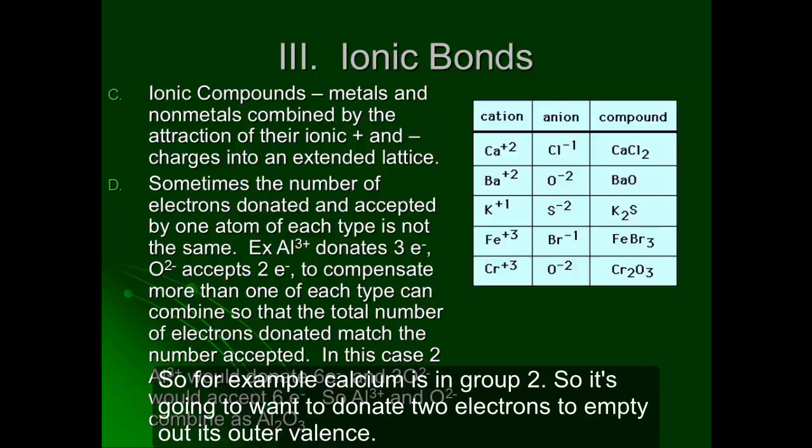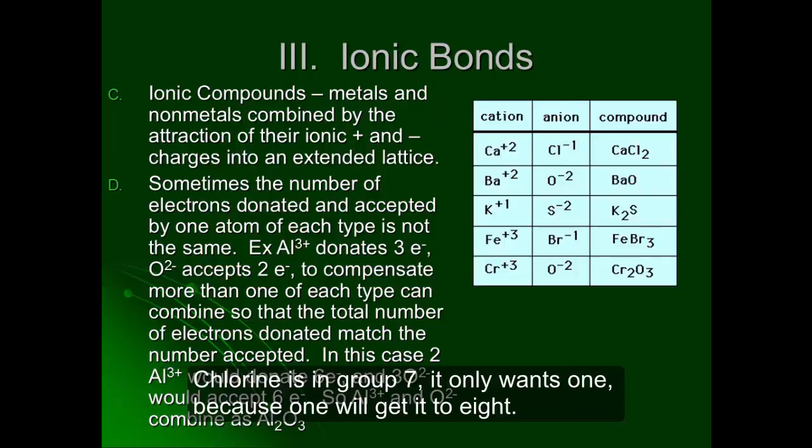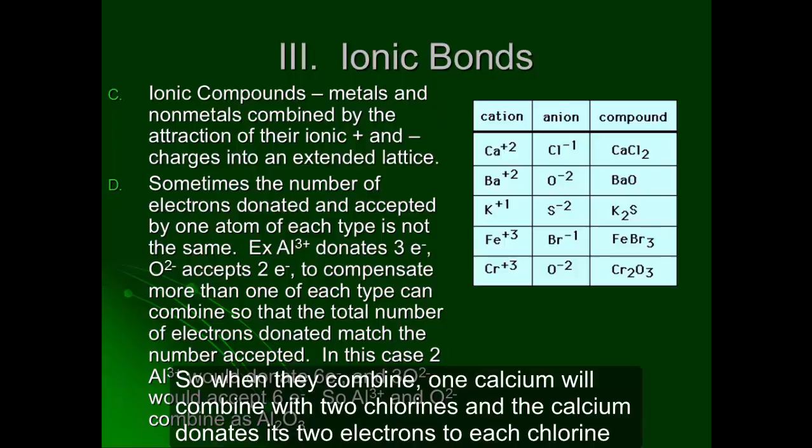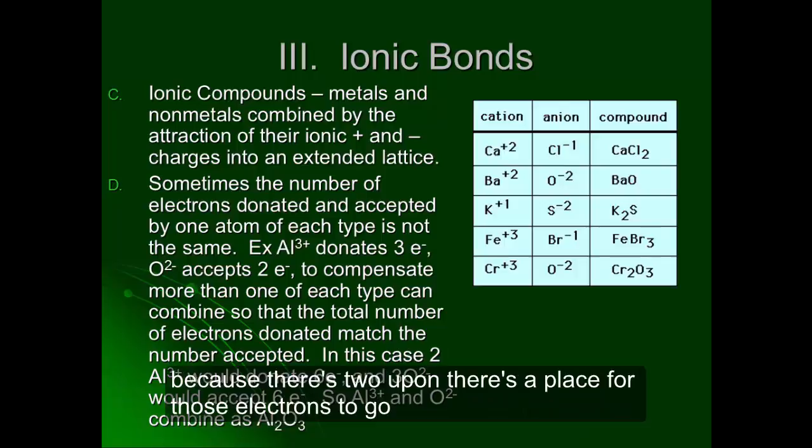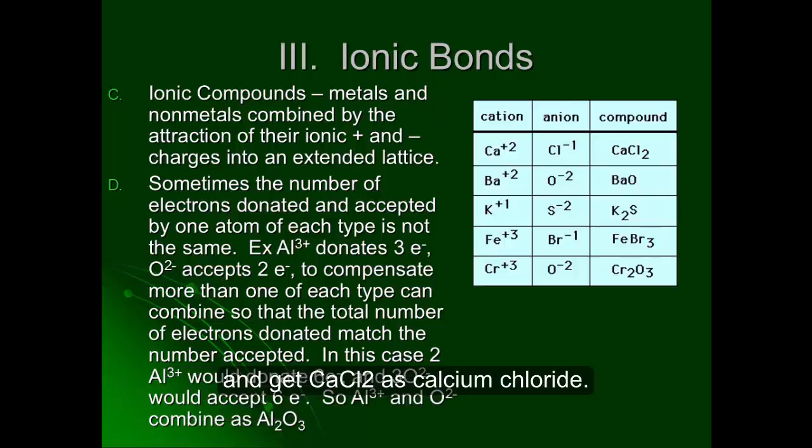So for example, calcium is in group 2, so it's going to want to donate 2 electrons to empty out its outer valence. Chlorine is in group 7, it only wants 1 because 1 will get it to 8. So when they combine, 1 calcium will combine with 2 chlorines, and the calcium donates its 2 electrons. Each chlorine accepts 1, but because there's 2 of them, there's a place for those electrons to go, and you get CaCl2 as calcium chloride.